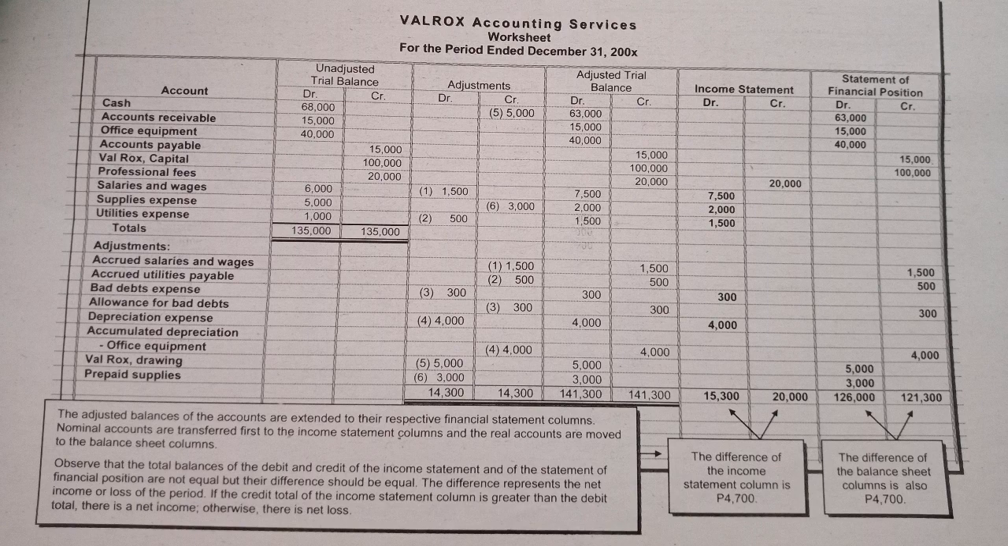Next, after the income statement is the balance sheet. Again, wala kayong ibang titingnan kundi yung adjusted trial balance natin. So, lahat ng assets, liabilities, and capital accounts natin, including the drawings, ay nandito sa ating balance sheet or yung tawag natin na statement of financial position. So, kinokopya yan lahat from the adjusted trial balance.